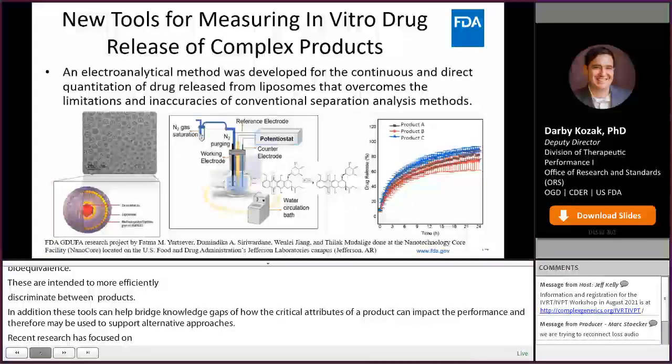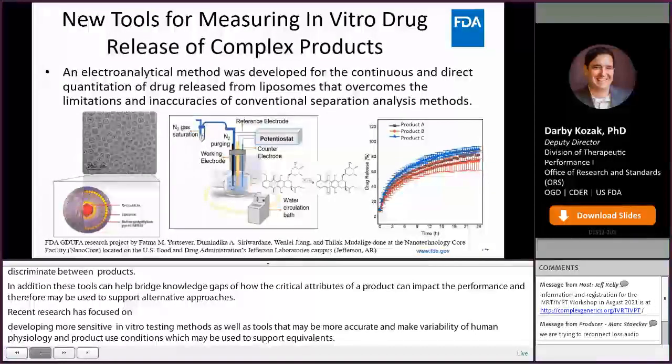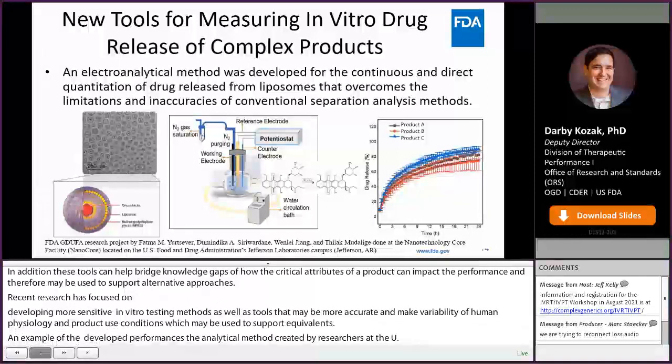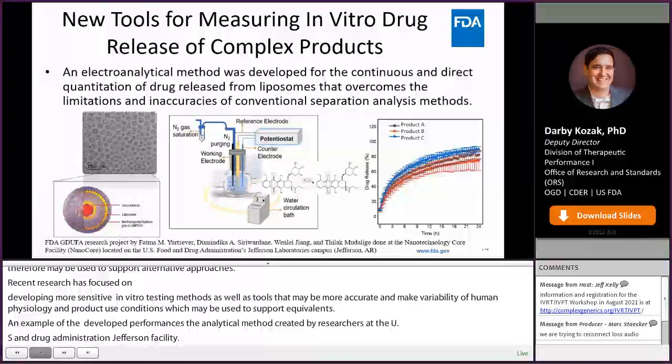An example of a newly developed tool to assess product performance is the electroanalytical in vitro release method created by researchers at the U.S. Food and Drug Administration's Jefferson Laboratory Nanotechnology Core Facility. This unique method enables the continuous and direct quantitation of doxorubicin released from liposomal formulations, and it overcomes limitations and inaccuracies of conventional separation and analysis methods. This method may provide a more sensitive evaluation of potential formulation and manufacturing differences that may give rise to a non-equivalent product.